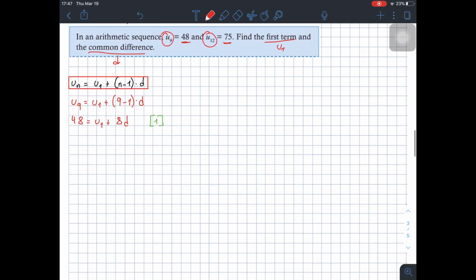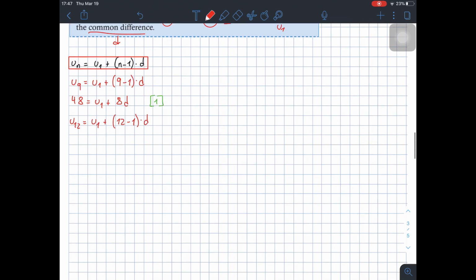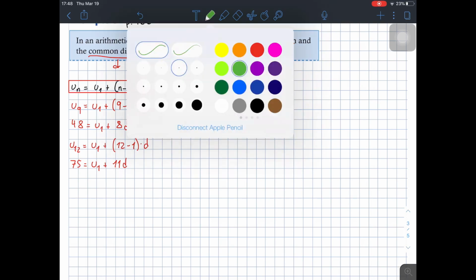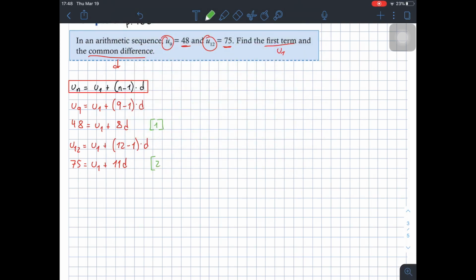We have one equation with two variables, U1 and D, so we cannot solve this yet. But we can write a second equation with the second piece of information, which is U12, right? So this would be U12 equals U1 plus 12 minus 1 times D. Once again, 12 is 75 equals U1, we don't know, plus 11D. We don't know D, but we have two equations with two variables, right?